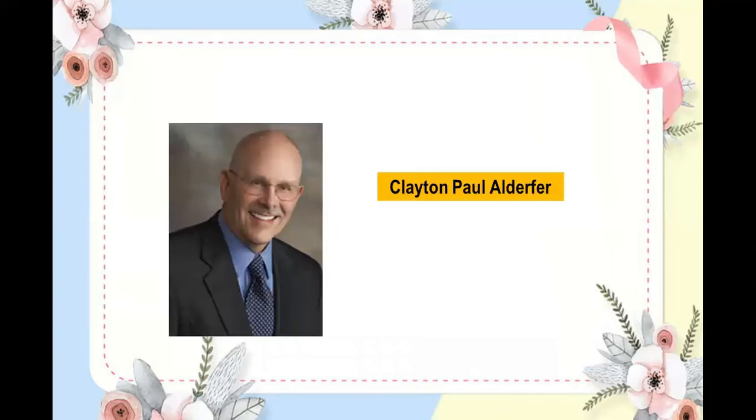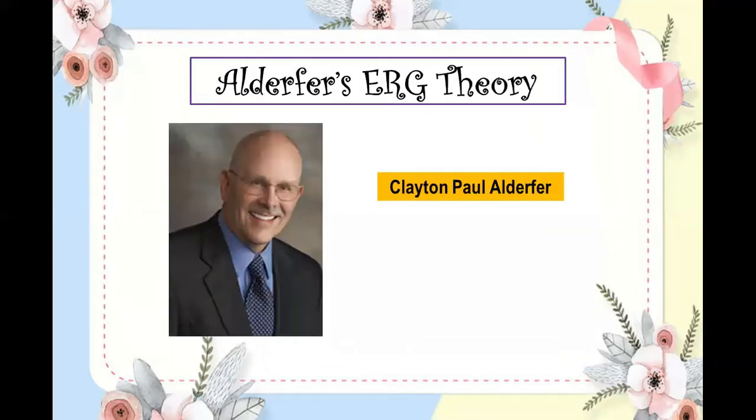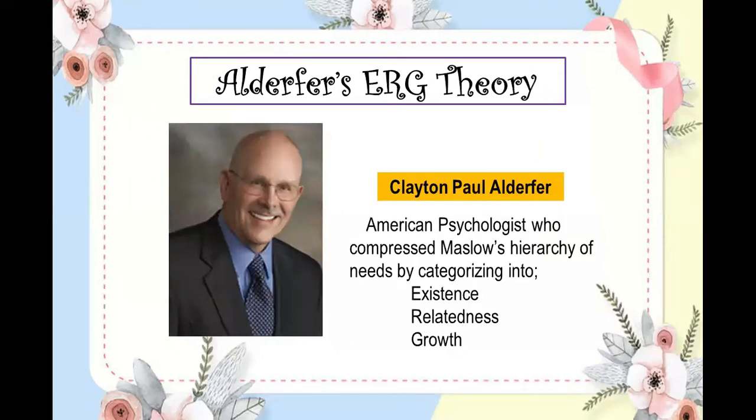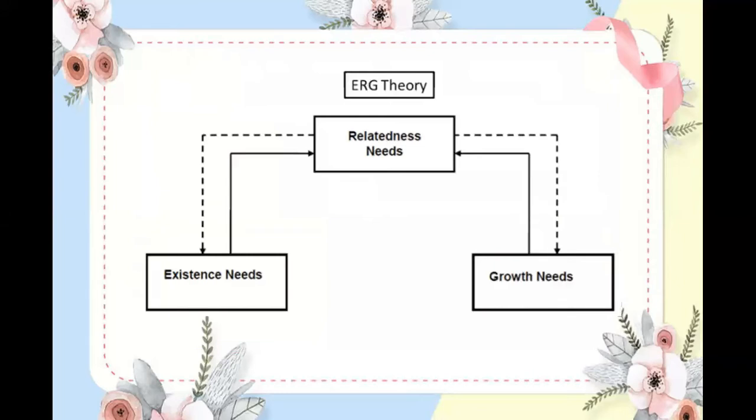The second theory was proposed by Clayton Paul Alderfer, the ERG theory. This theory was built on Maslow's hierarchy of needs. He compressed Maslow's hierarchy of needs by categorizing it into 3: the existence needs, relatedness needs, and the growth needs. Existence needs refers to physical and material needs. Relatedness refers to social interaction and relationship needs, and growth refers to self-esteem and self-actualization.